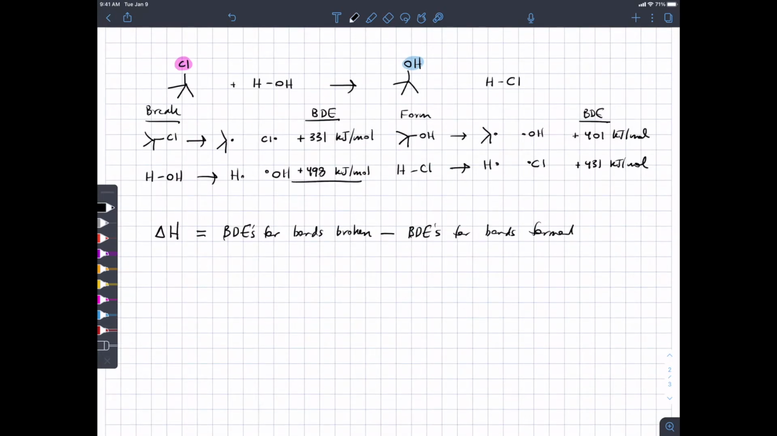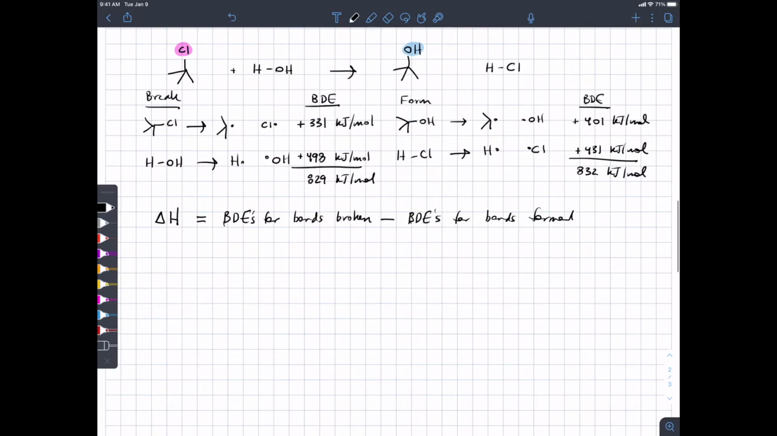So I'm going to add these numbers up, 829 kilojoules per mole. I'm going to add these numbers up, 832 kilojoules per mole. Bond dissociation for bonds broken, 829 minus 832 kilojoules per mole. Overall, I would estimate that delta H is minus 3 kilojoules per mole. That's really small. If you did the math, the equilibrium constant would be really close to 1. And you'd basically have a 50-50 mixture of products and starting materials.